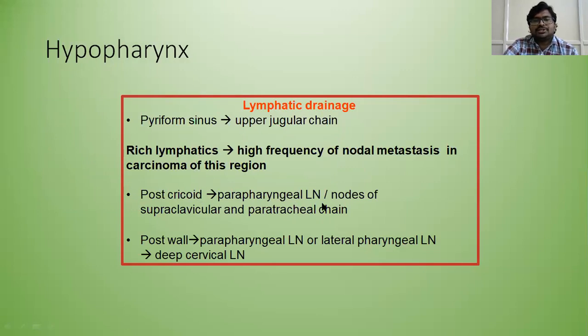Postcricoid area drains into parapharyngeal lymph nodes and ultimately into the supraclavicular group and paratracheal chain. Posterior pharyngeal wall drains into parapharyngeal lymph nodes, lateral pharyngeal lymph nodes, ultimately into the deep cervical lymph nodes.